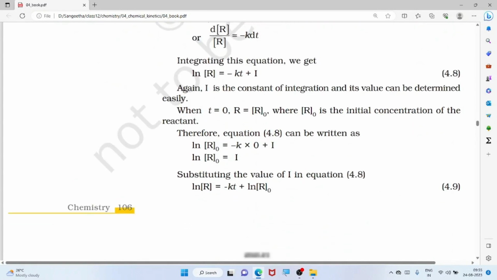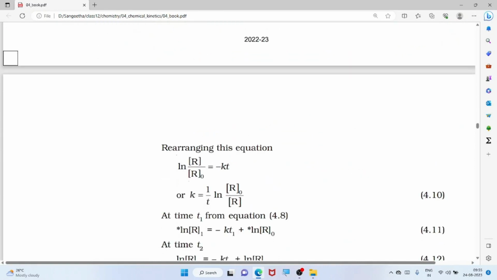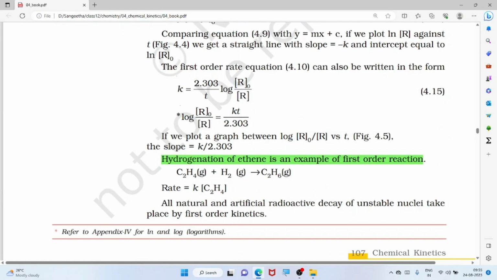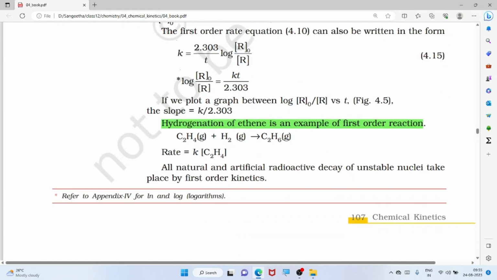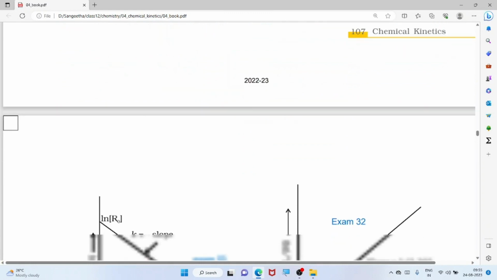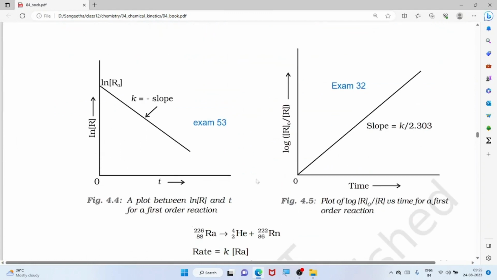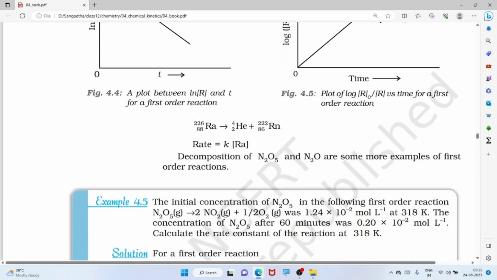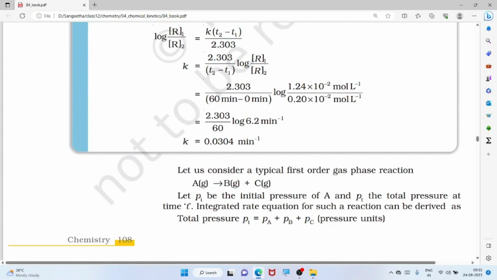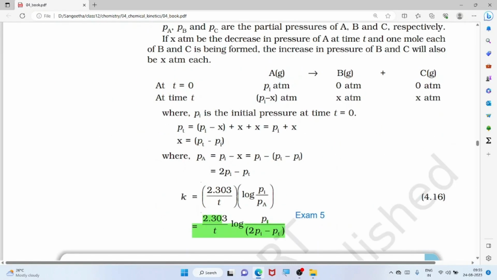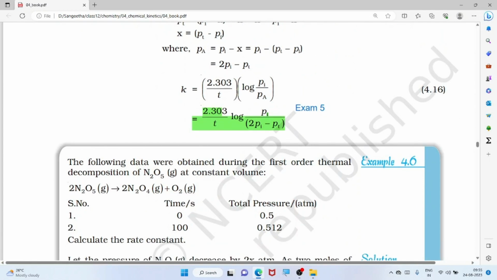First order reaction. This is an example of a first order reaction. These are the curves: for a first order reaction, time versus the natural log of the concentration, which decreases over time. This is for the first order reaction.